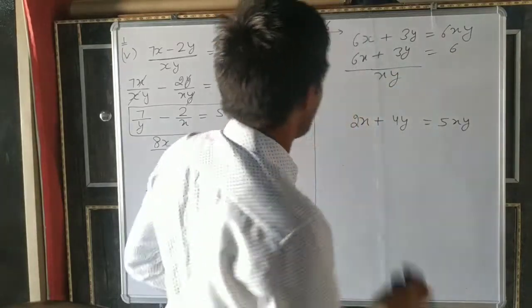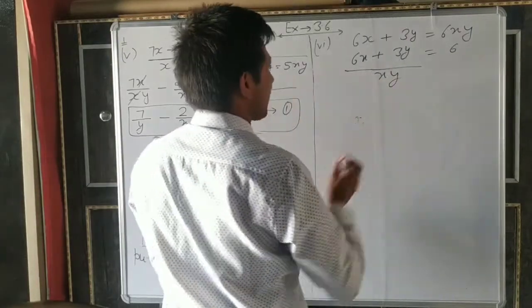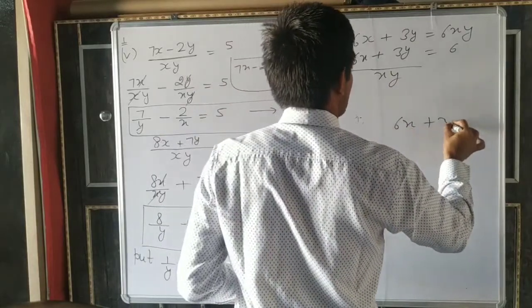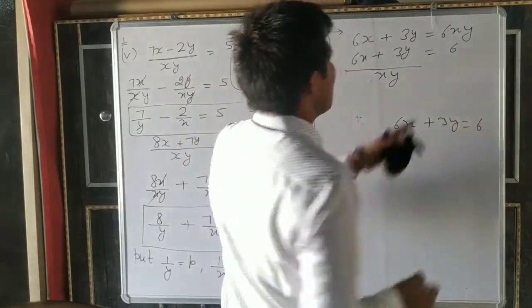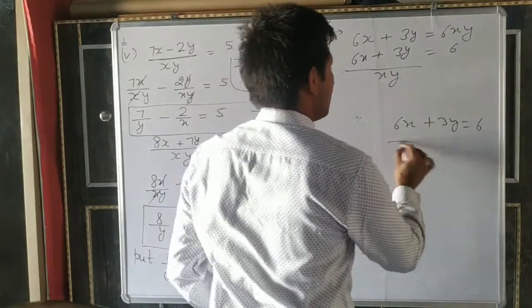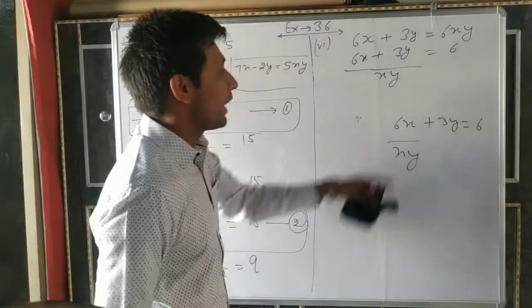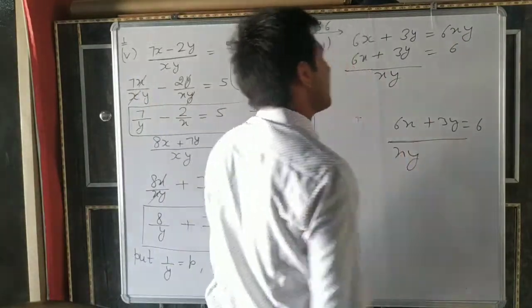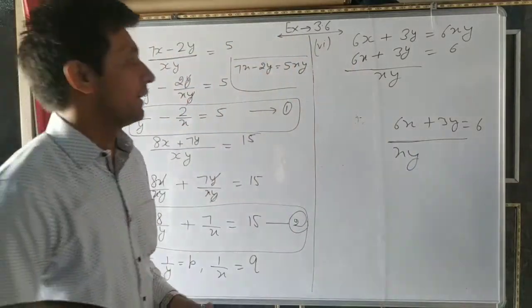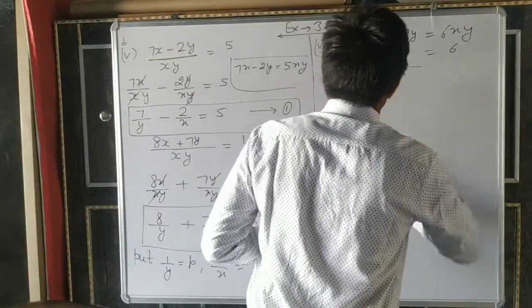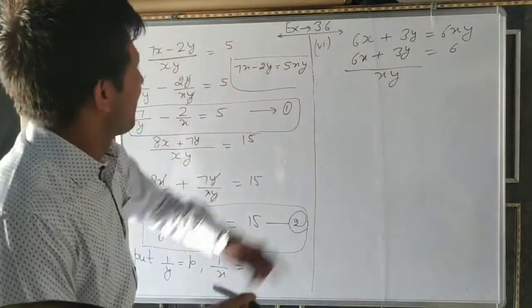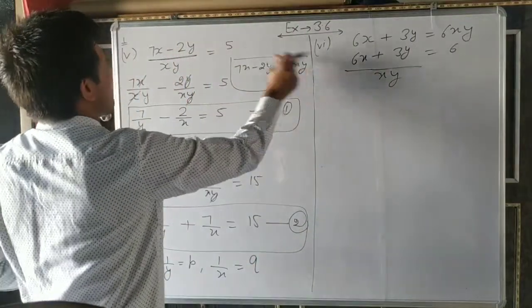Don't write it like this, dear. Don't write 6x plus 3y and it is 6 and xy on the other side divide. Don't write like this. Xy is dividing both numbers, so we will use the big sign. Understand? Now you can use it the same as before. It becomes like the fifth part.